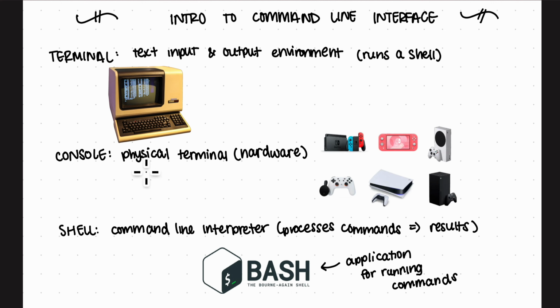And a console, on the other hand, is kind of a physical terminal. So it's hardware which can run commands. Gaming consoles are an example. It's basically the physical portion of the terminal that has direct relation to what is being run on it. And the shell is a command line interpreter.